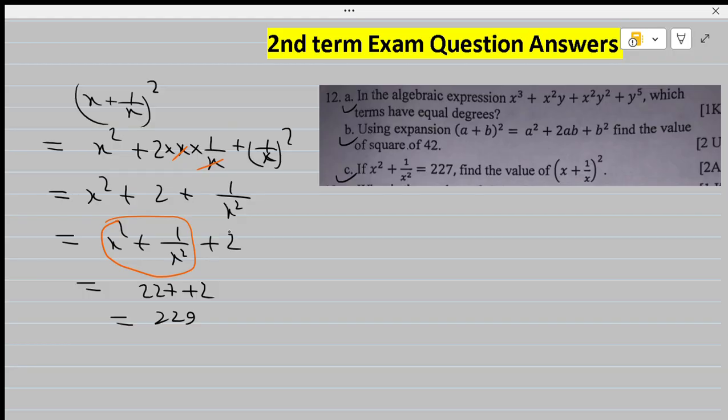So number 12 up to part C is clear. Now moving to number 13, so let's make this clear first.